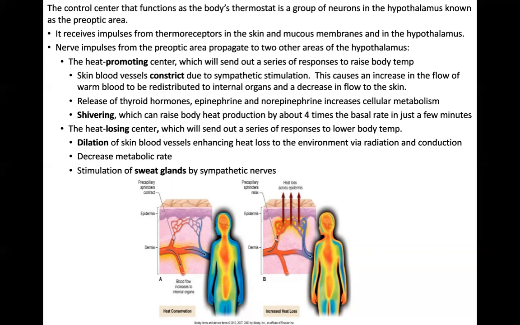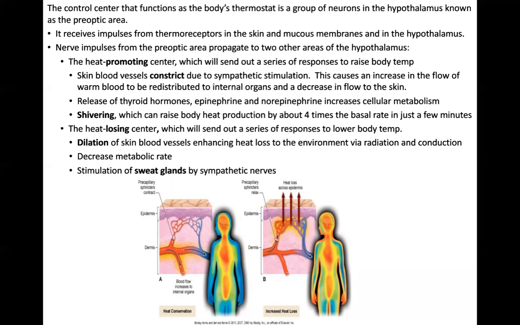It receives impulses from thermoreceptors, which are just hot and cold receptors in our skin, as well as the mucous membranes, and there are even thermoreceptors in the hypothalamus itself. As a result of those impulses coming into our hypothalamus, it will activate two other areas of the hypothalamus, a heat promoting center and a heat losing center. Okay. The heat promoting center is going to promote heat formation in our body. In other words, that means we're going to try to do everything we can to raise our body temperature.